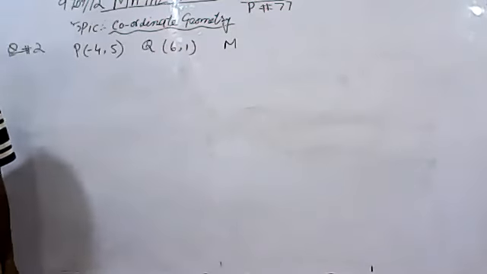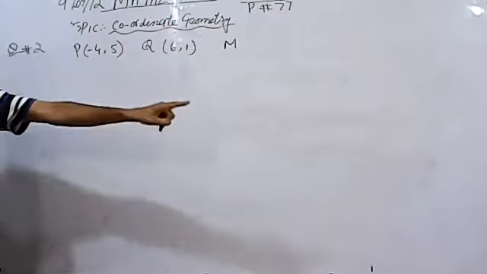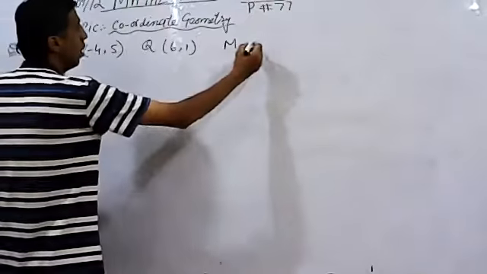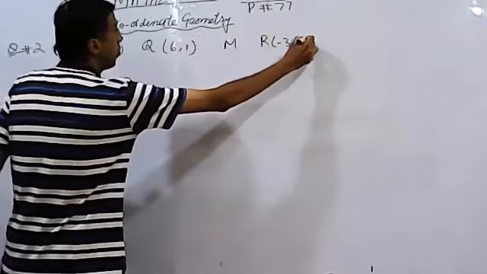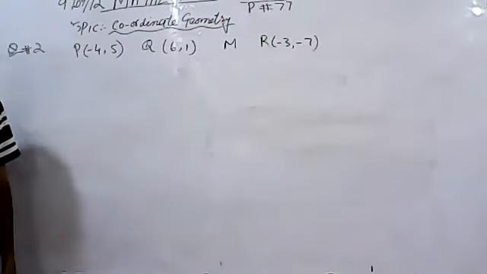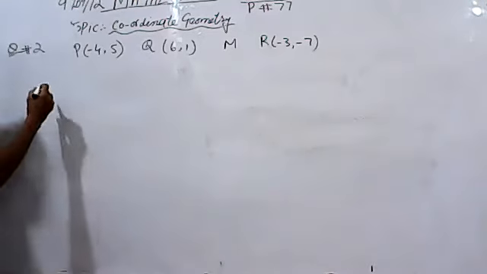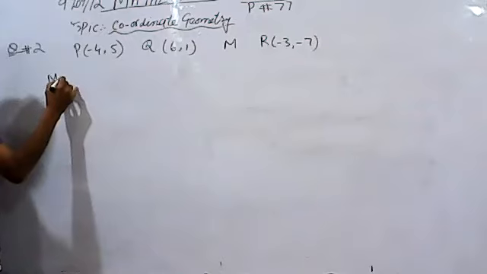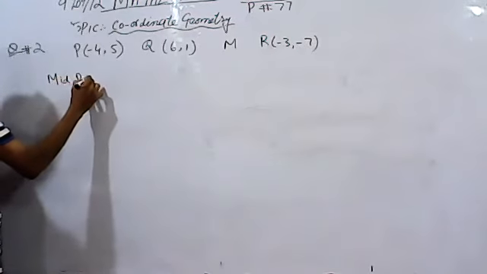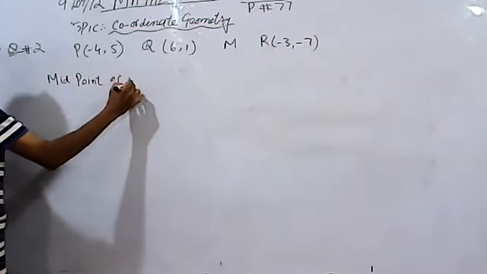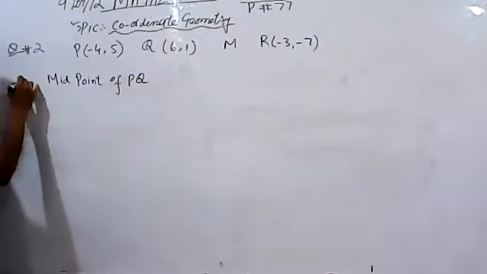My question is the midpoint of the line segment PQ is M. The point R has coordinates -3, -7. I have to show that RM is perpendicular to PQ. First of all, we will get the midpoint of PQ, which is M. Mark it M.